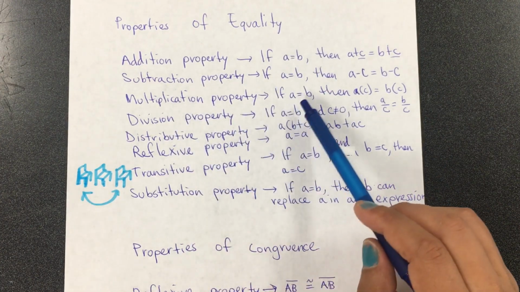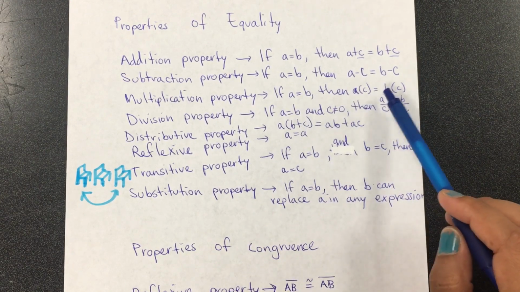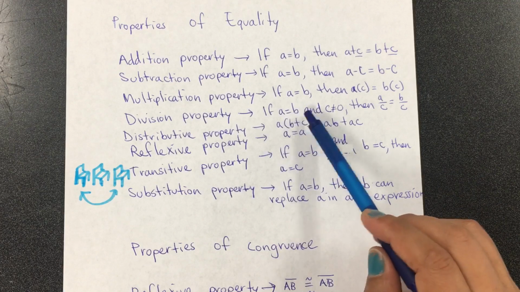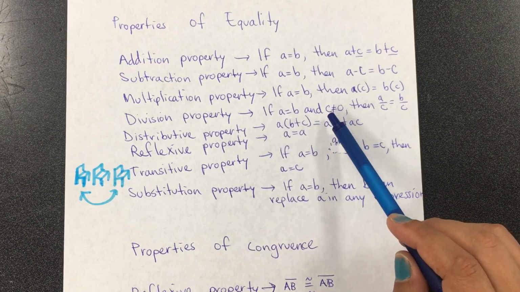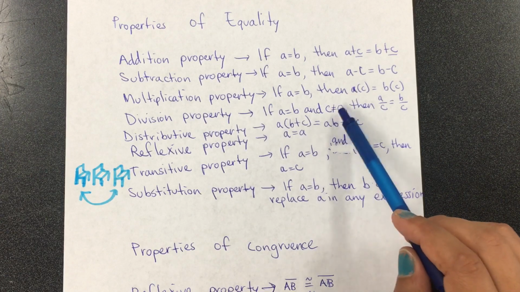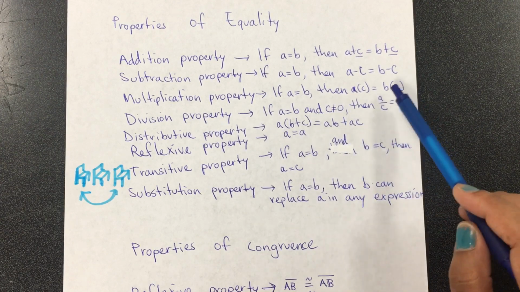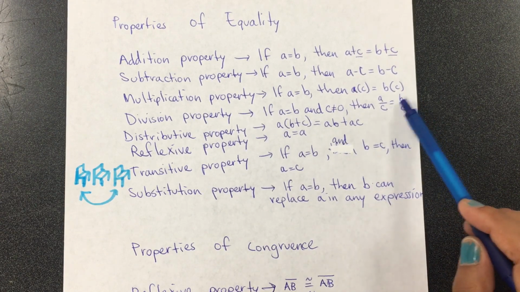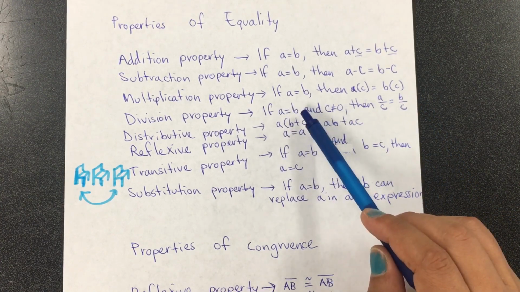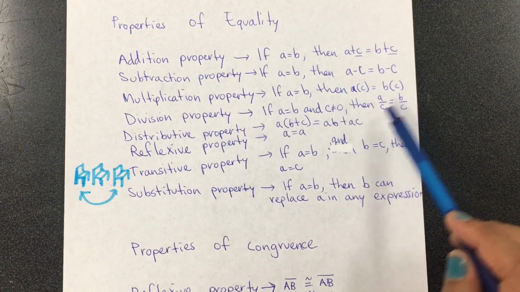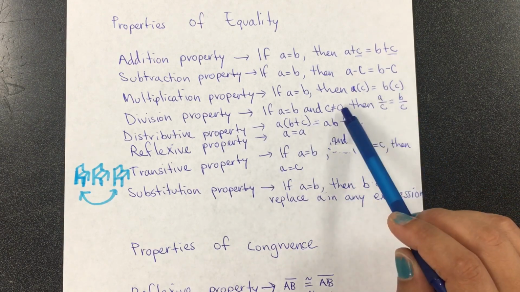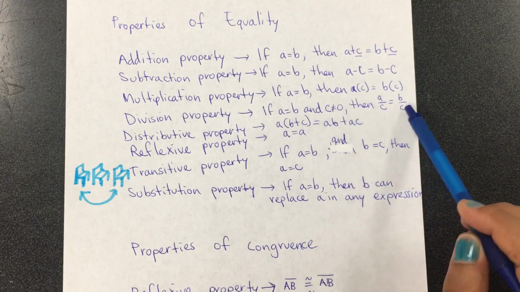Multiplication property, if A equals B, then A times C equals B times C. And division property, if A equals B, but C cannot be 0, then A divided by C equals B divided by C. That means that both numbers can be divided by the same number and they continue to be equal, okay? Again, C cannot be 0.